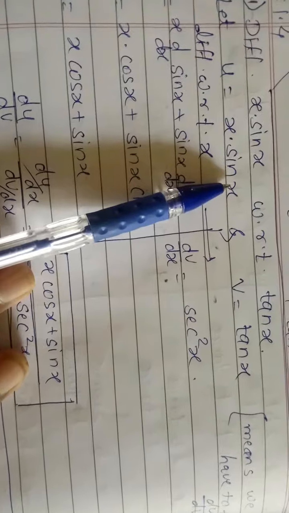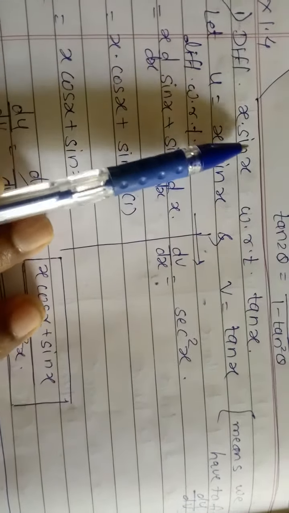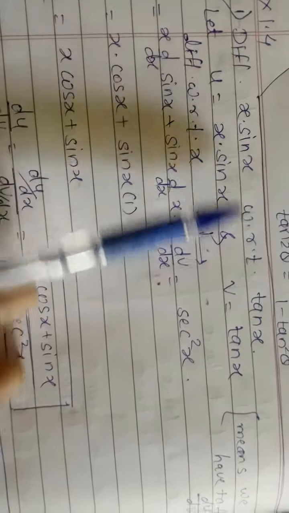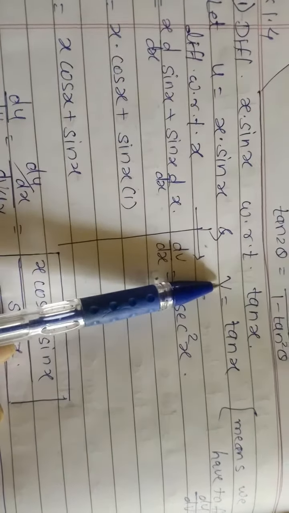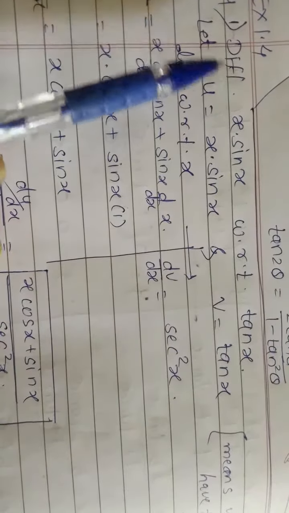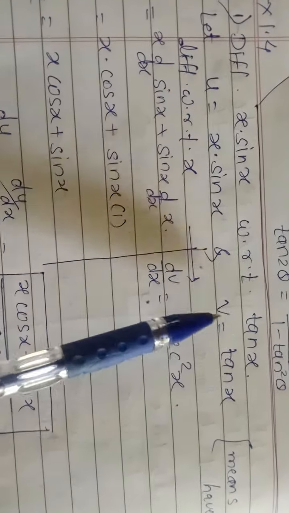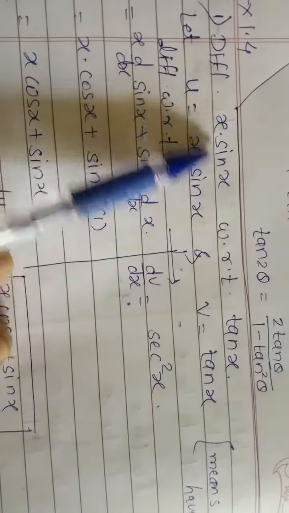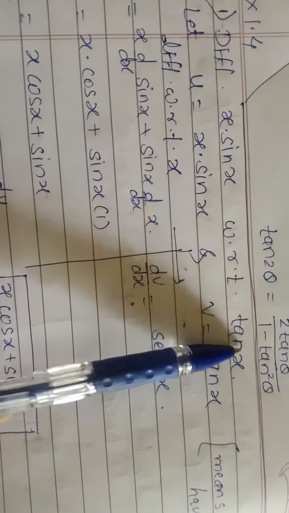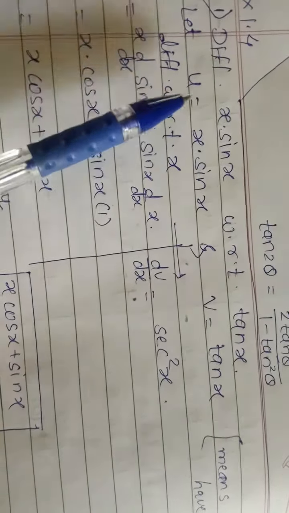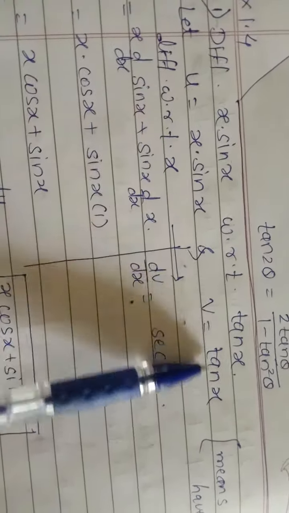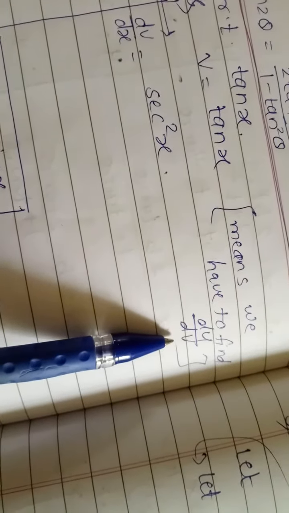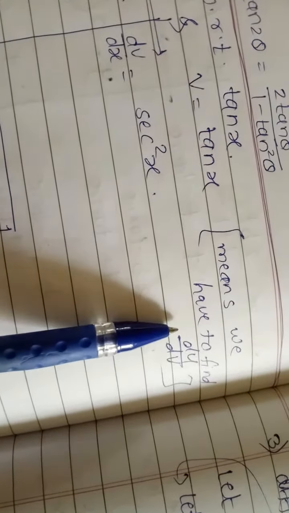But in these examples we have to consider that this function is nothing but u, and the second function we consider as v. यहाँ पे मैंने लिखा है that is let u is equals to x sin x and v is equals to tan x. And the question is that differentiate this function, मतलब u with respect to v. So हमें डेरिवेटिव फाइंड आउट करना है u का with respect to v, मतलब हमें फाइंड आउट करना है we have to find out that is du by dv, means the derivative of u with respect to v.